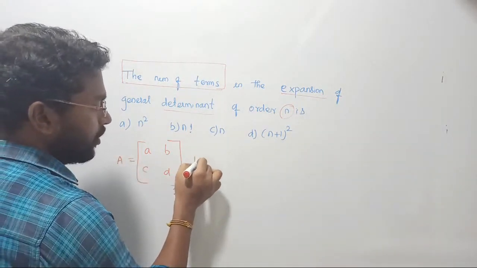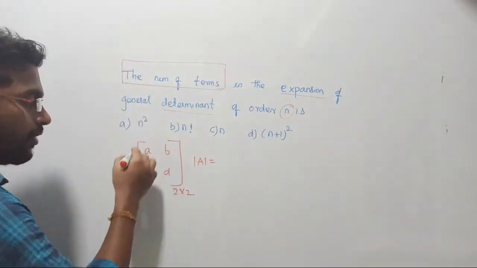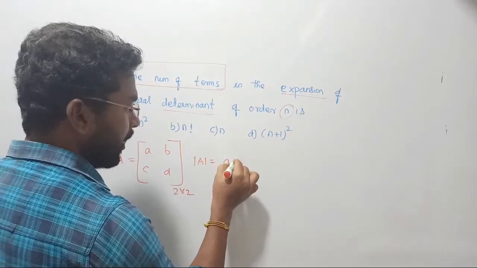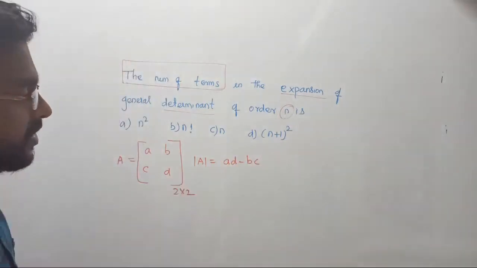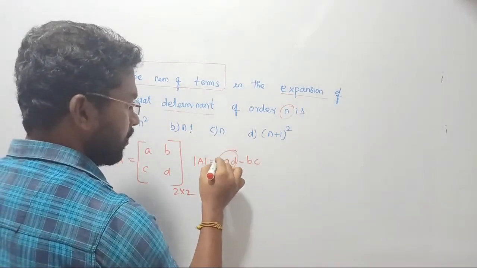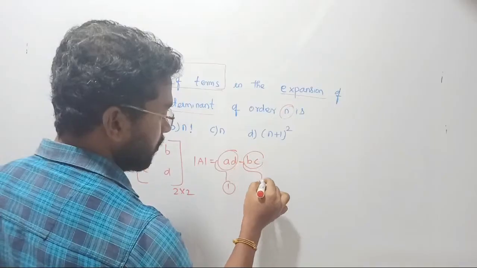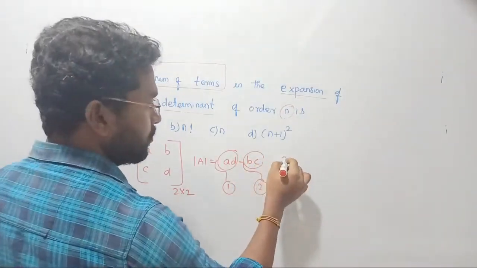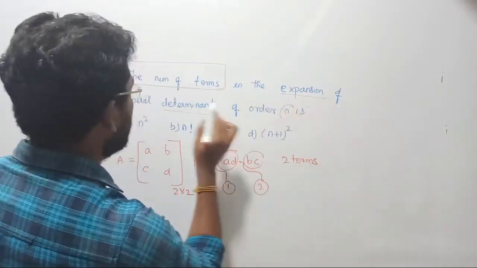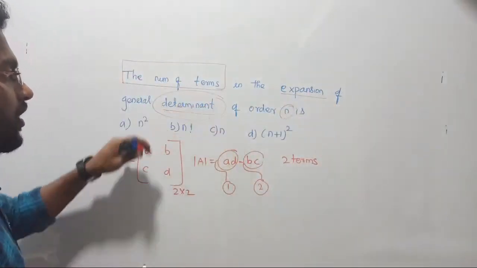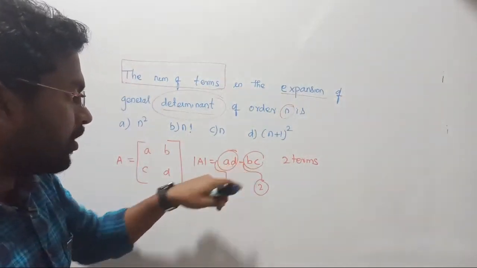Can you please find the determinant of this matrix? The determinant is going to be A into D minus B into C. How many terms are there? This is term number 1, and here I have one more term, term number 2. So totally we have 2 terms in the expansion of the determinant. That is the question: the number of terms in the expansion of the determinant. I got 2 terms.